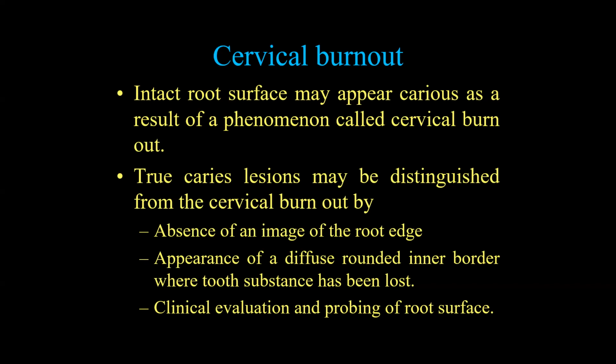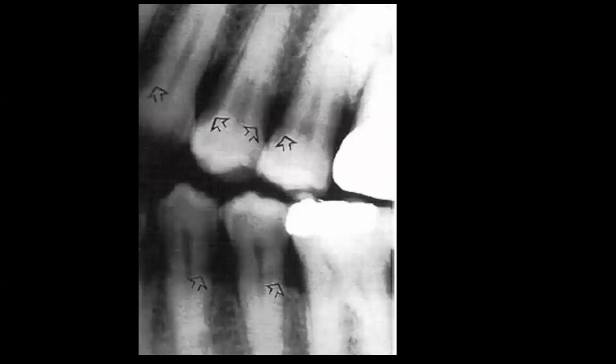So the true root caries lesions may be distinguished from cervical burnout by absence of image of the root edge. So in true caries lesion, the image of the root edge is absent. Then a true caries lesion usually appears diffuse with rounded inner border. Then clinical evaluation and probing of the root surface actually helps in diagnosing if it is a true caries lesion or if it is a cervical burnout.